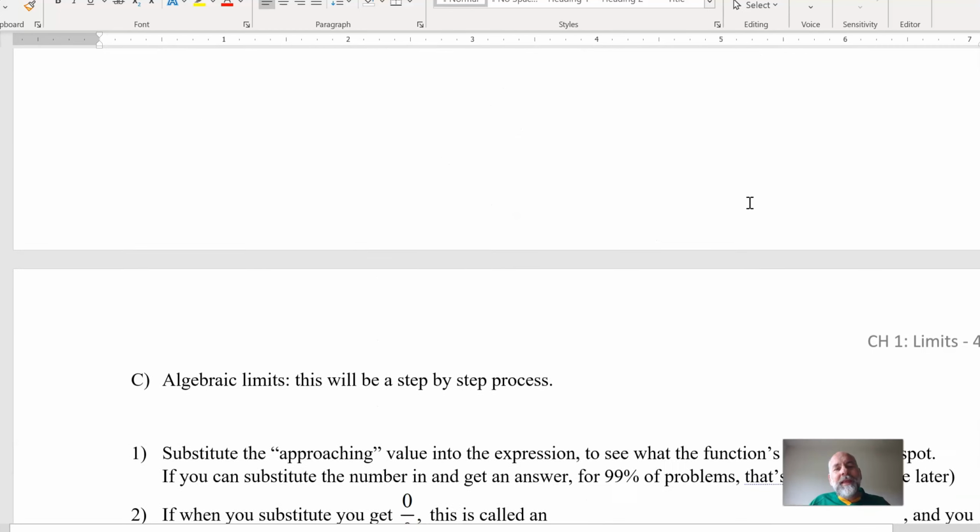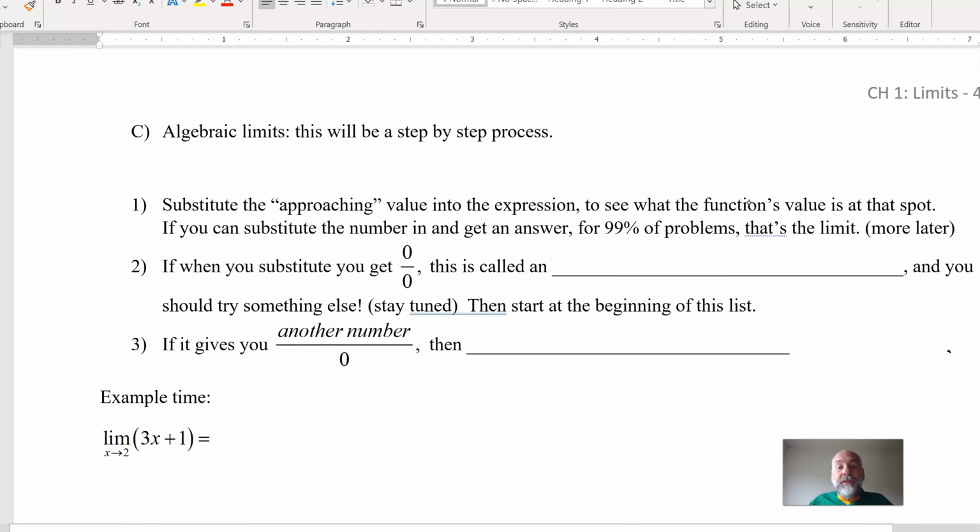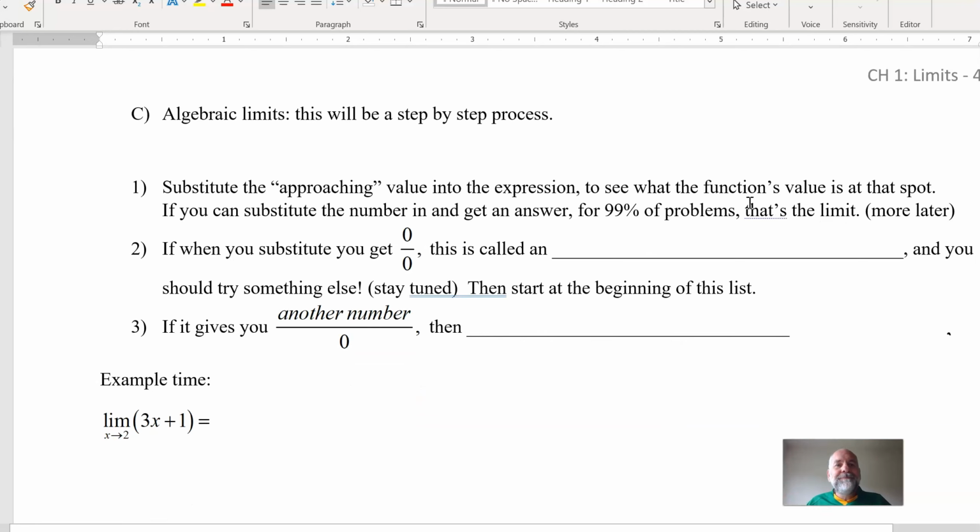But the way that's more than just looking is doing it algebraically. And this is going to be a step-by-step process that we're going to run through. So I'm just going to run through it, and then we're going to see a bunch of examples. So first, you substitute. What is x approaching? You substitute that in and see what happens. If you can substitute it in and you get an answer, for 99% of the problems you'll see, that's the limit.